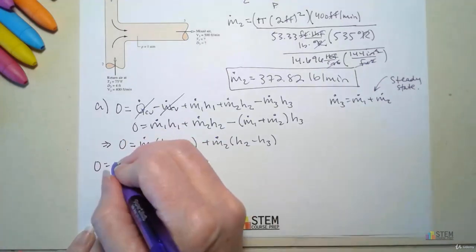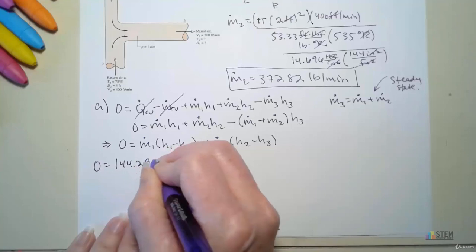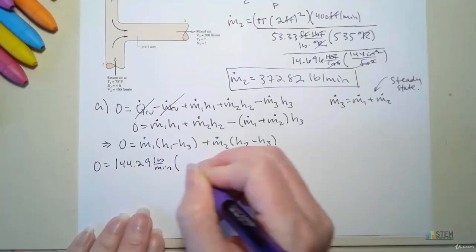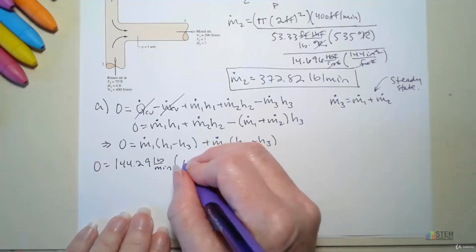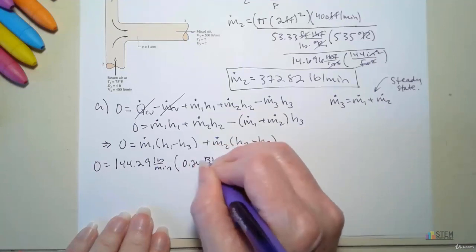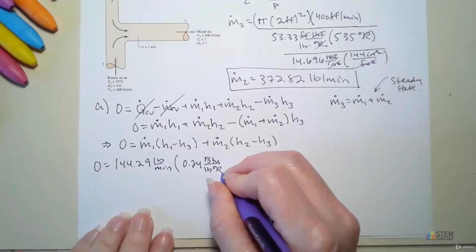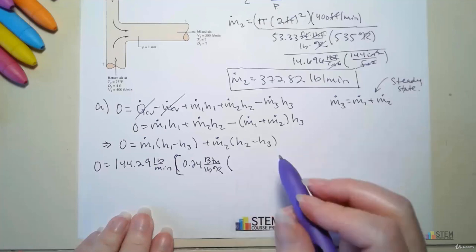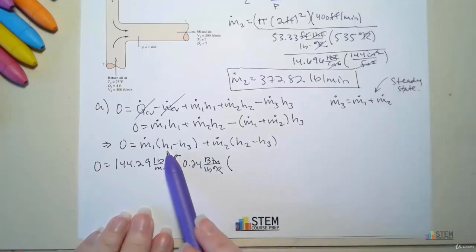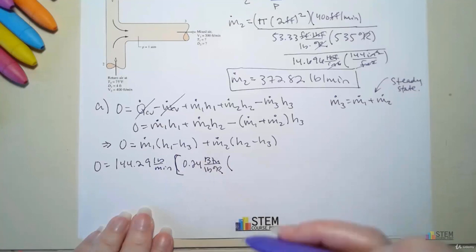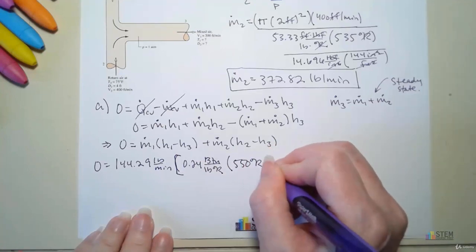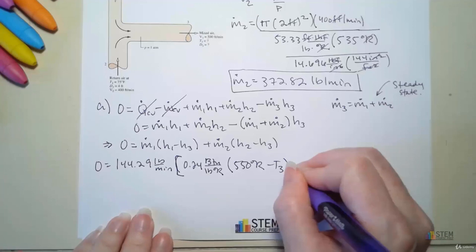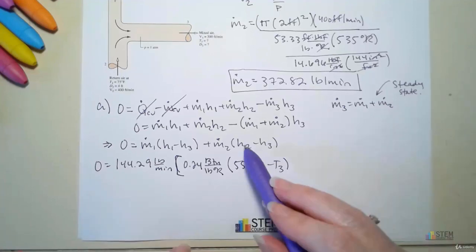All right, so let's go ahead and fill this in. We're going to have 0 equals 144.29 pounds per minute times that CP value, which is 0.24 BTU per pound degree Rankine. And then multiply that, let's make this a bracket, by the change in the temperature. So we need T1, and then we're going to need T3, which we don't know. We're looking for that. T1 is 90 degrees Fahrenheit. You need to convert that over to Rankine. That's going to be 550. Subtract T3.